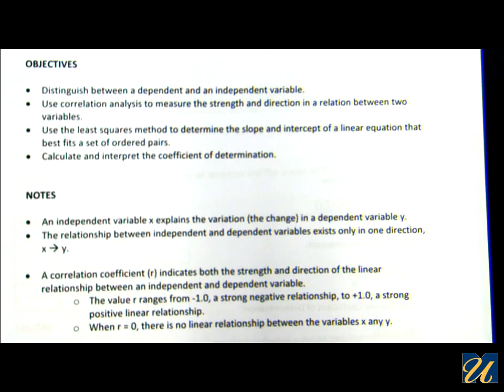In Chapter 4, we will look into linear regression. We will investigate the relationship between two variables, a dependent variable and an independent variable. We will learn how to use correlation analysis to measure the strength and direction in a relationship between two variables. We will use the least squares method to determine the slope and intercept of a linear equation that best fits a set of ordered pairs. And we will learn how to calculate and interpret the coefficient of determination.